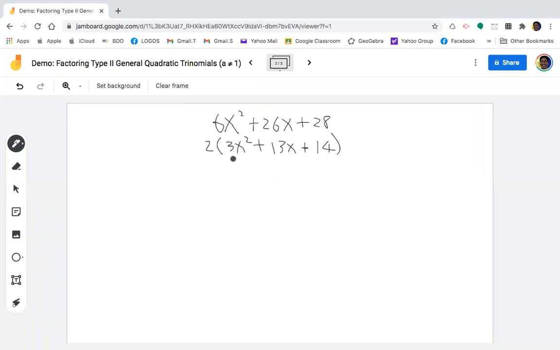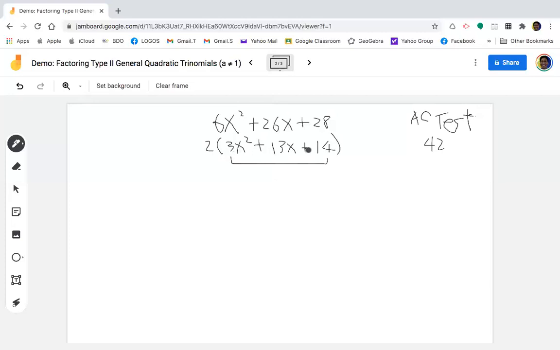Now, the next thing that we have to do is apply the AC test. So that means we multiply A and C, the values of the A and C. So this is called the AC test. We multiply the values of A and C to see if it will pass the test. Let's see, 3 times 14 is 42. Now the idea is this. Can we find factors of 42 whose sum is 13?